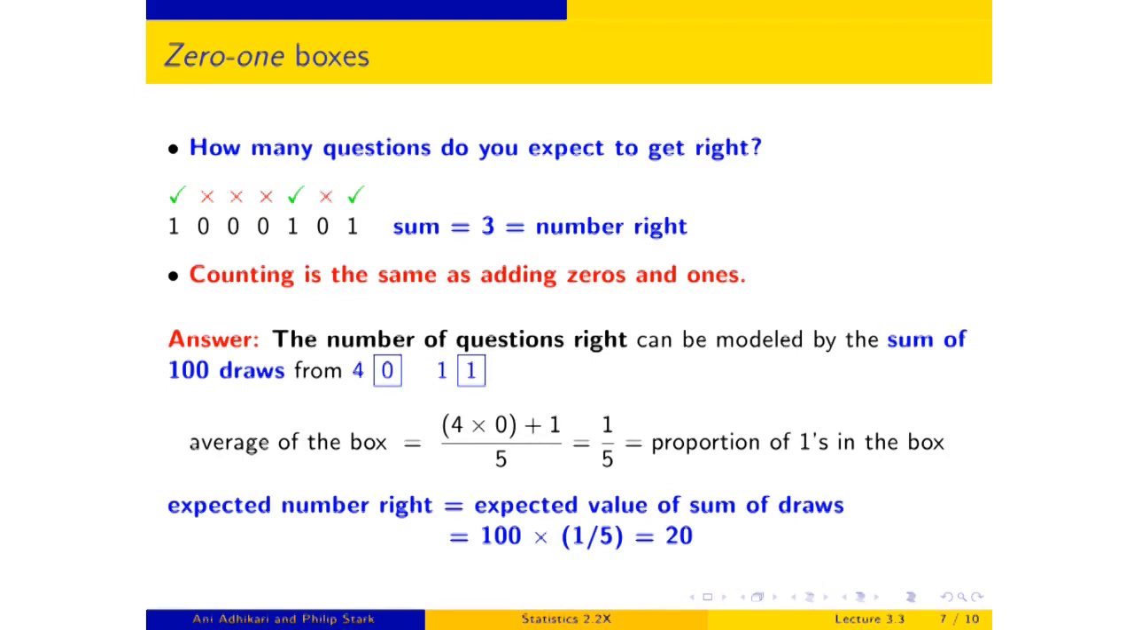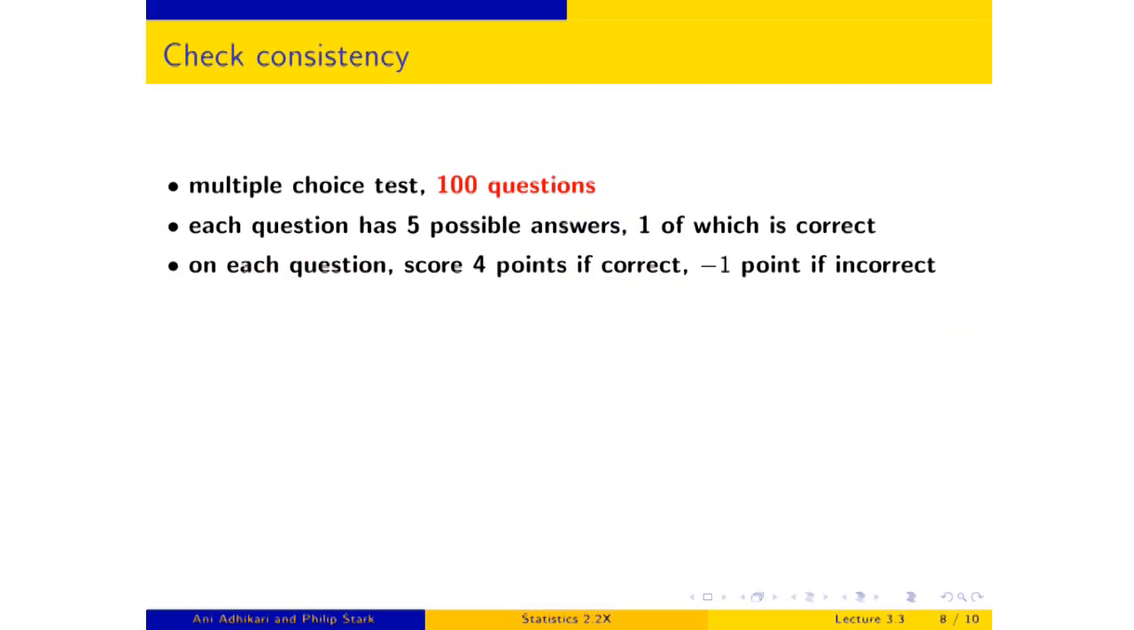So this question also, counting the number of successes, falls into our paradigm of how we are approaching sums of draws from a box. And what I'd like to do now is we've answered 2 questions about the same situation. I'd like to make sure that the 2 answers are consistent.